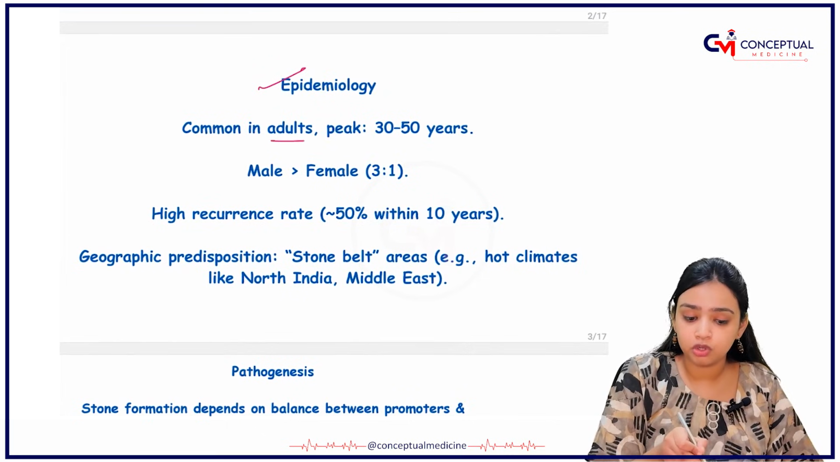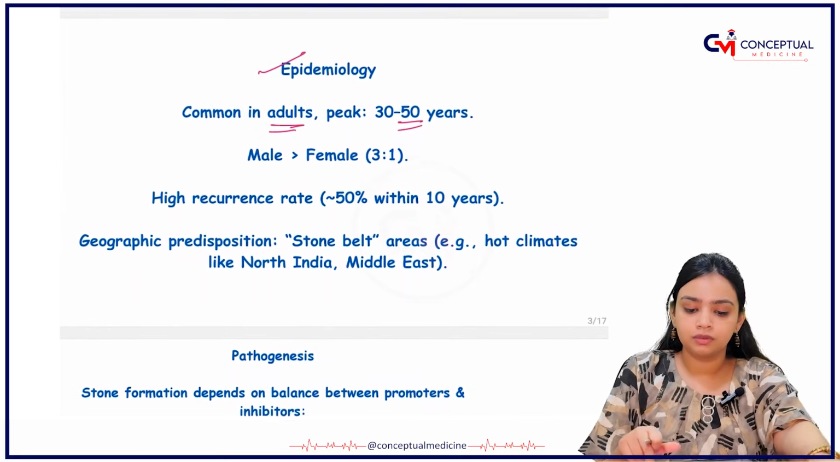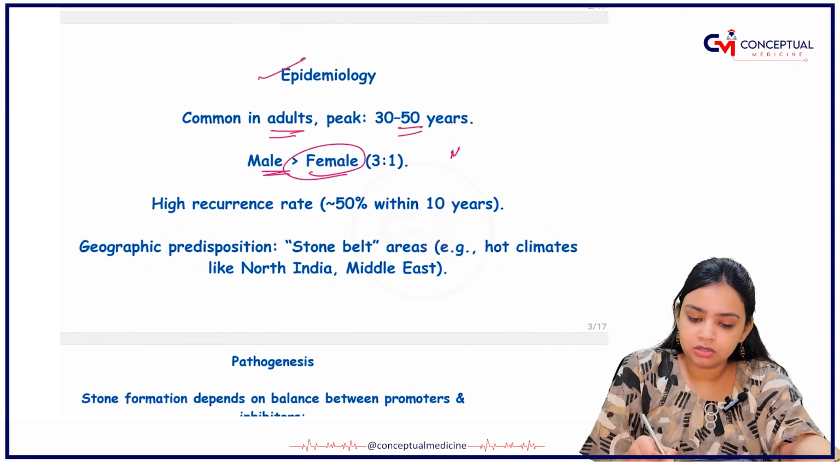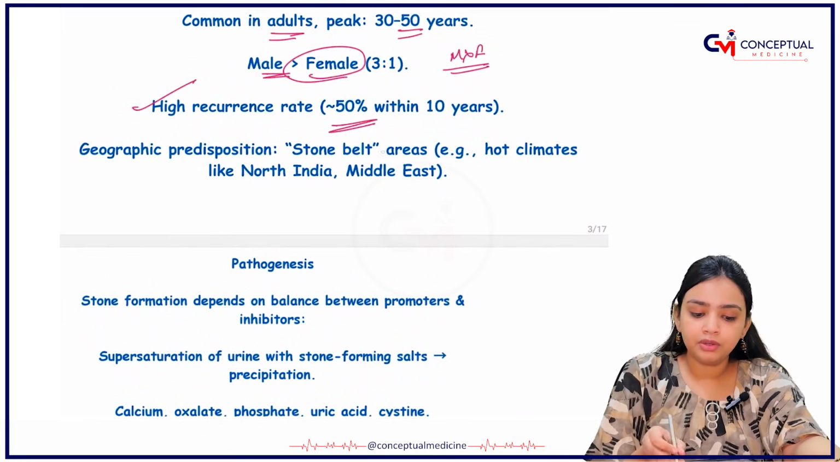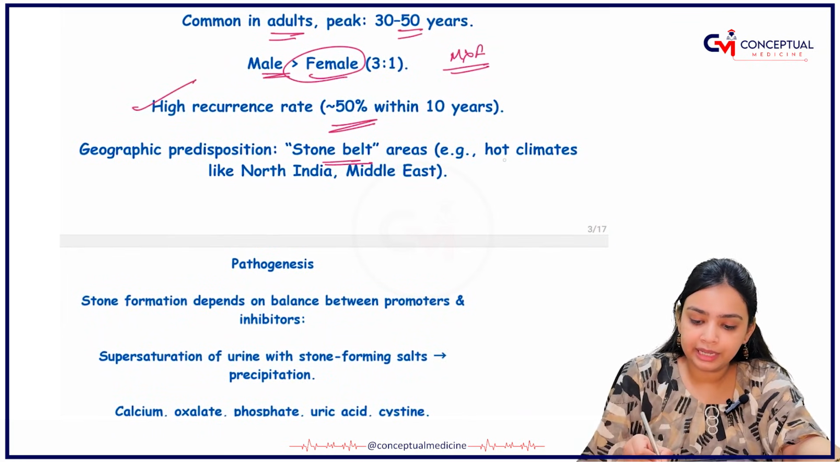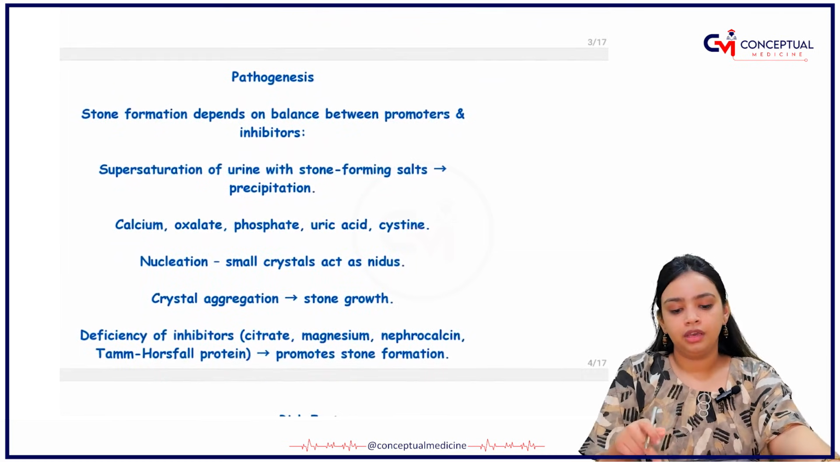What is the epidemiology? Common in adults, peak at the age of 30 to 50 years. More common in males than females. High recurrence rate is there, and you have something called the stone belt areas, like in the hot climates like North India and Middle East Asia.